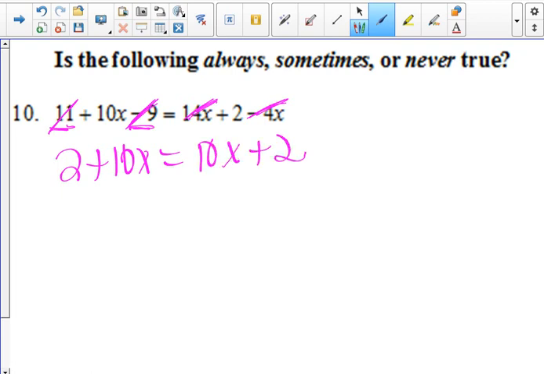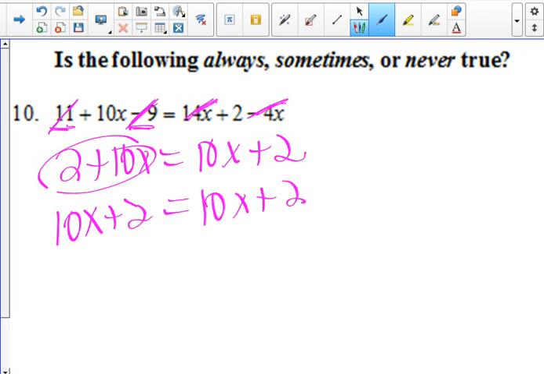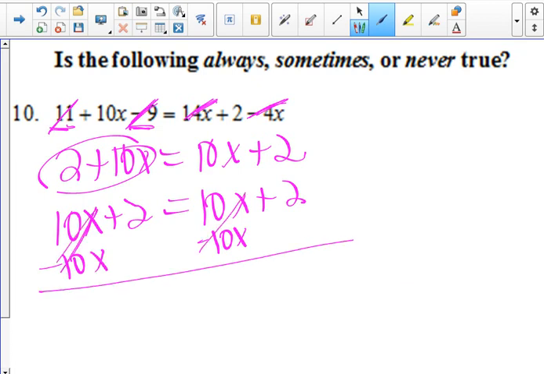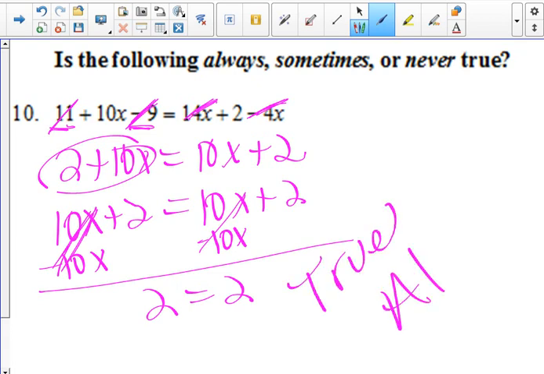Well, I can stop right there because I see these are the same equations. This is the same as 10x plus 2, and that's 10x plus 2. So if you didn't notice that right away, you would probably say, well, let's move the 10x, get rid of it. And you would notice that both of our x's disappear, and we end up with 2 equals 2. So at that point, you should have definitely noticed, oh, this is a true statement. So it's all solutions. It's always true.